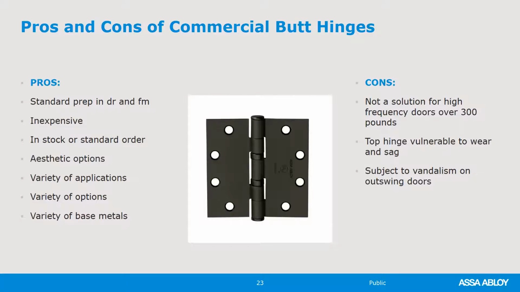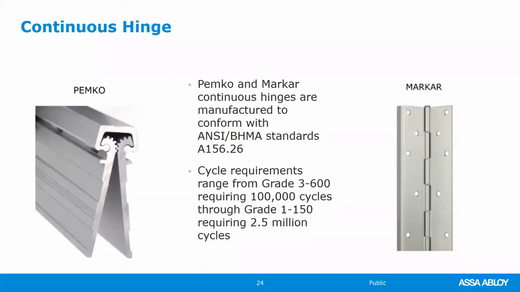The top hinge is vulnerable to wear and tear and sag. Every time you open the door, gravity wants to pull that door down and out of the opening. So that top hinge takes a beating. If you have a door that is wide and heavy, then you probably want to look at something besides a butt hinge. And they are subject to vandalism on outswing doors because there is a small gap between the door and the frame as compared to continuous hinges that fill that gap.